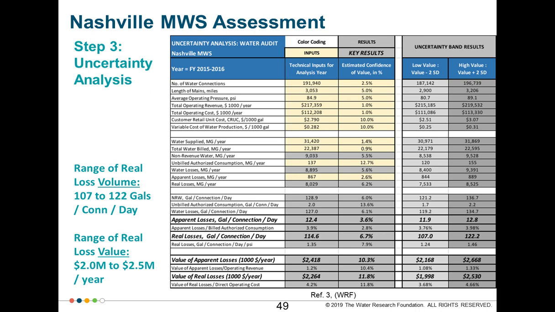But now when you step down into the value, the error or the confidence interval gets a little larger, such that the annual value of real loss ranges from 2 to 2.5 million. So that might give you a little pause in thinking about how much to spend on reducing that real loss. It's one thing to have a number, but it's another thing to have a sense of how much fuzziness there is in that number.